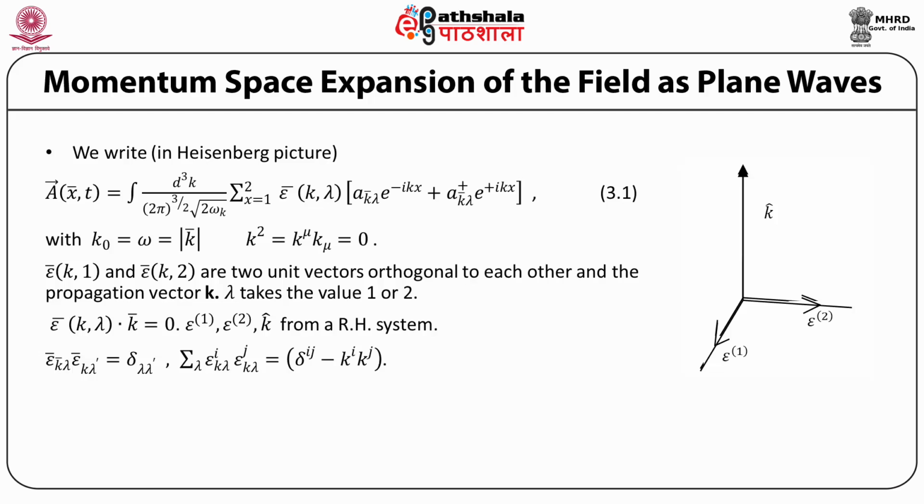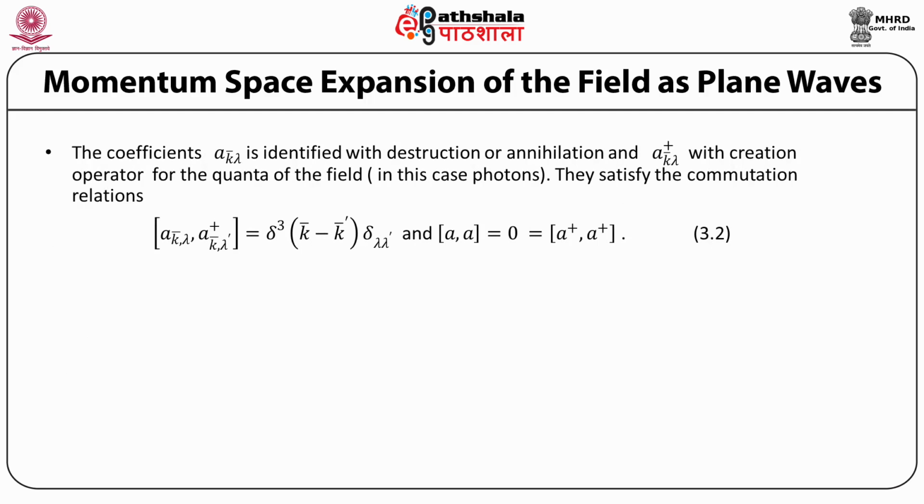Epsilon K vector lambda dot epsilon K vector lambda prime is equal to delta lambda lambda prime. That is, unless lambda equals lambda prime, they are orthogonal to each other. And similarly, epsilon K lambda i into epsilon K lambda j summed over all lambdas is equal to delta ij minus ki kj over K squared. The coefficient a k lambda is identified with the destruction or annihilation operator, and a dagger k vector lambda with the creation operator for the quanta of the field. In this case, the quanta of the field are photons.